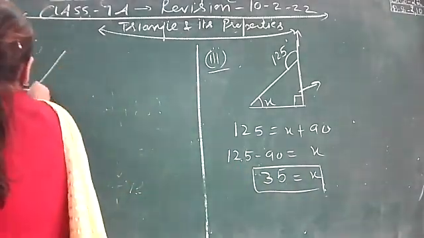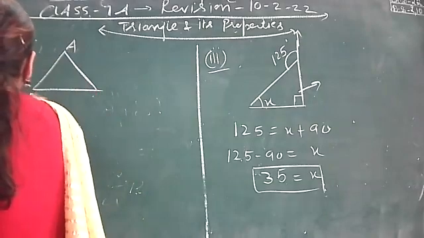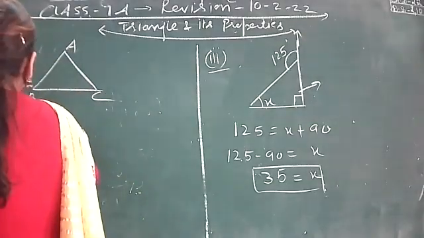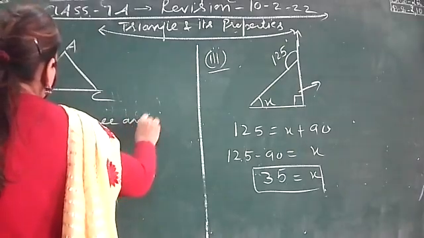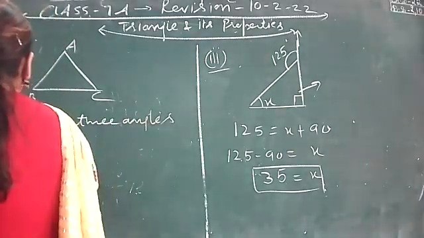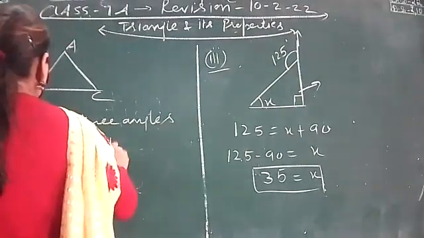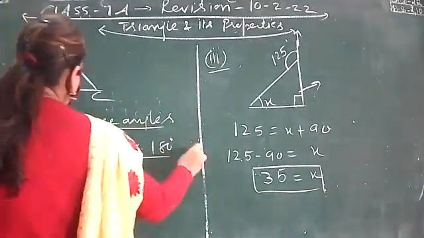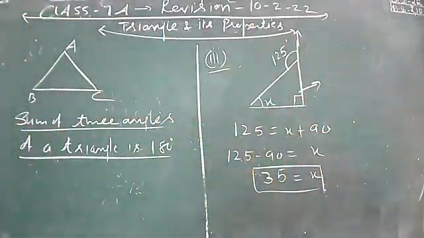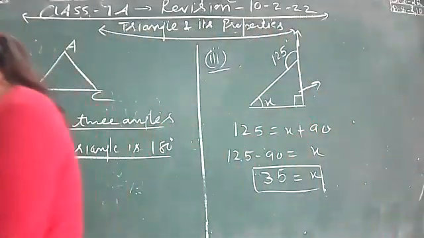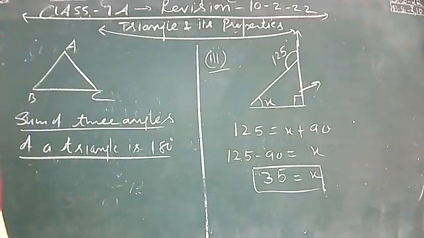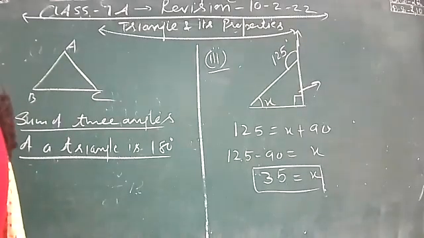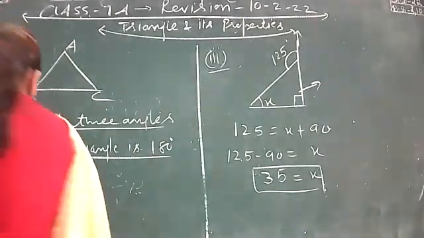What does angle sum property say? According to angle sum property, sum of three angles of a triangle is 180 degree. This is the angle sum property, and we'll use it in different questions. I am discussing first question, second part.